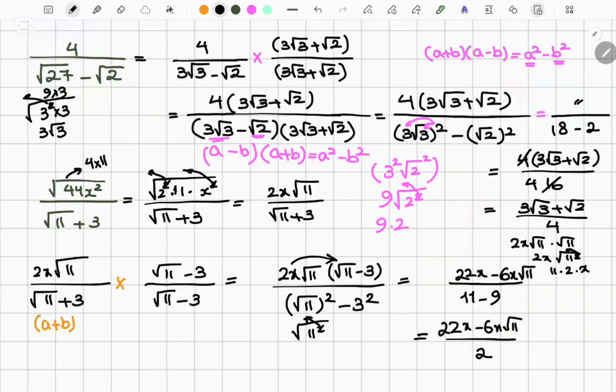Or you can do something else too. You can continue this one step further. You can factor out the 2 here, and it's going to be 11x minus 3x radical 11. And you can just simplify these two. And your very last answer is going to be 11x minus 3x radical 11. And that's going to be your last answer, guys.